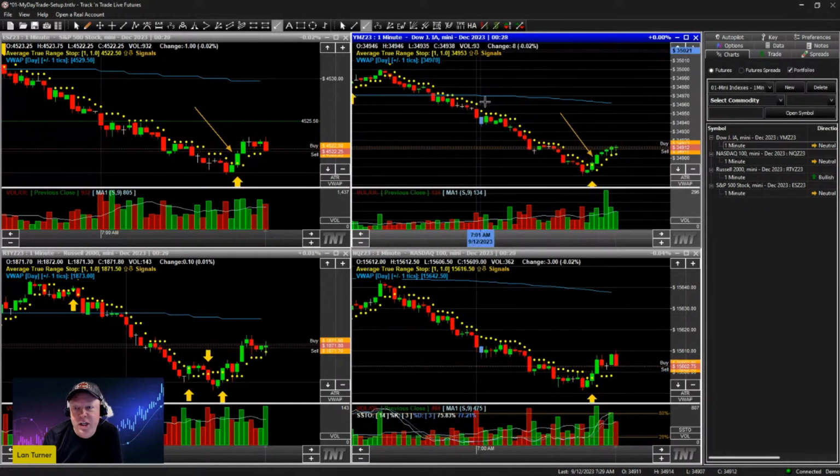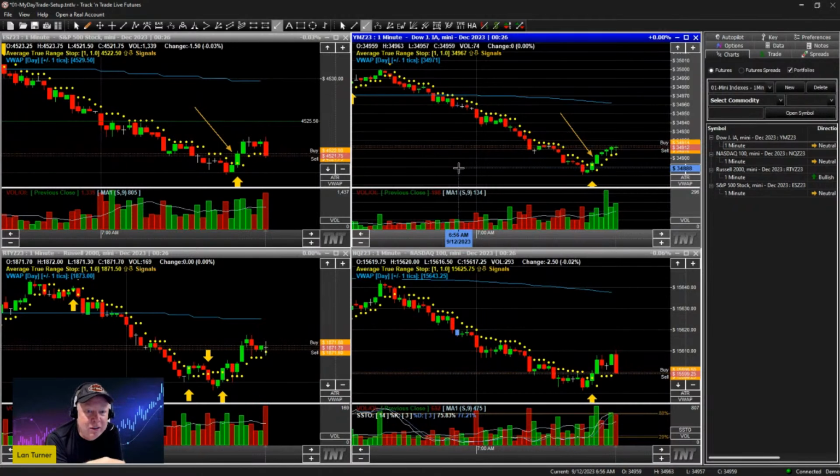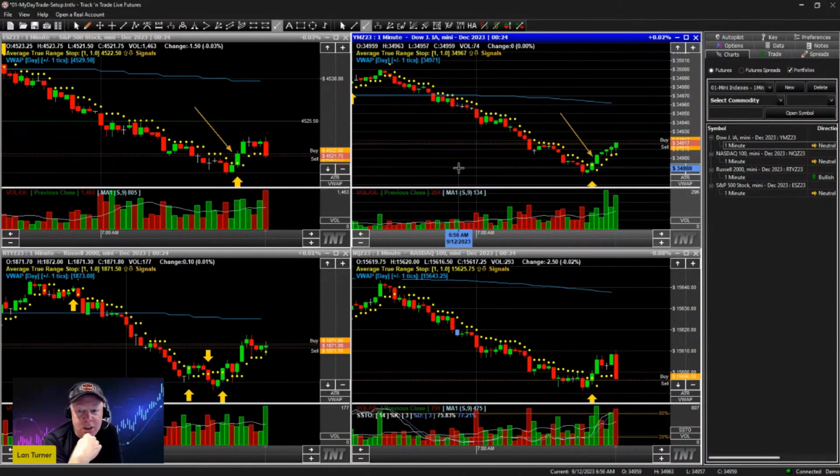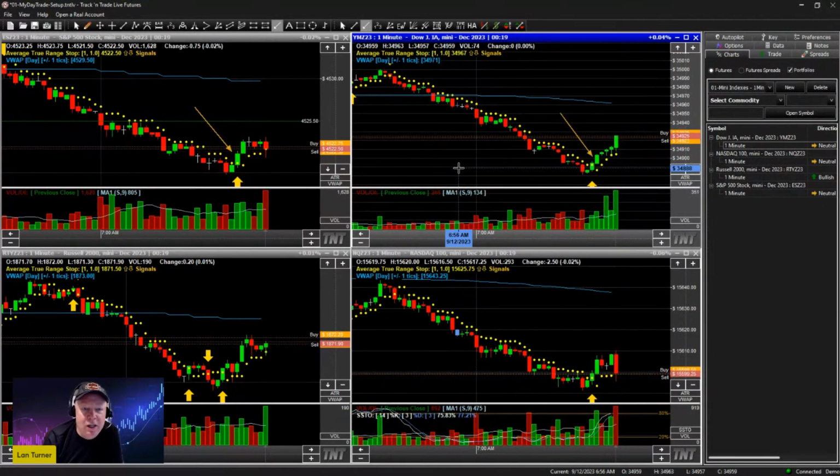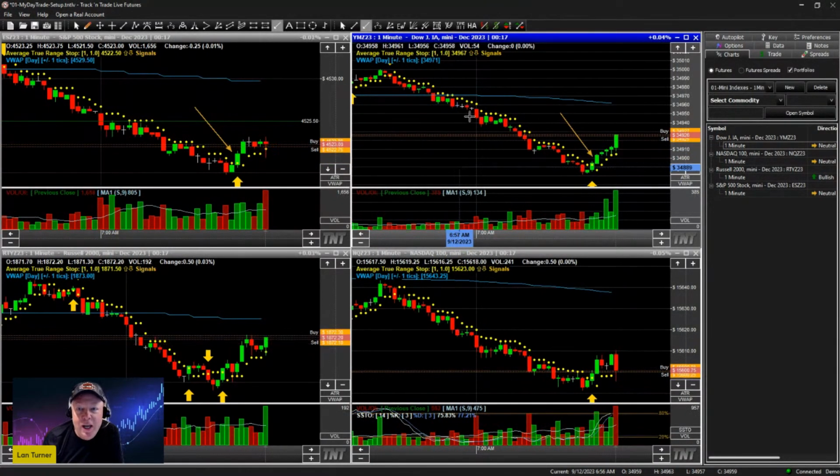And if I turn Heikin-Ashi off, this is what most everybody else is looking at. This is how their charts look. Of course, I don't know if they have the ATR on there, but this is what most charts look like. This is a typical chart, but we use Heikin-Ashi.